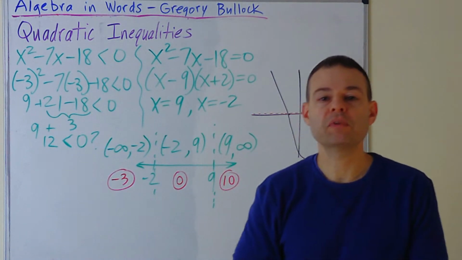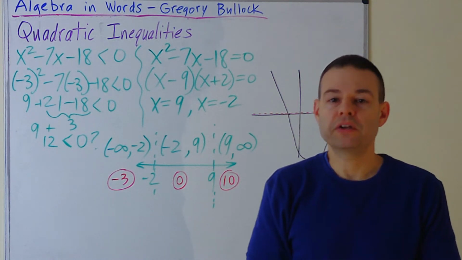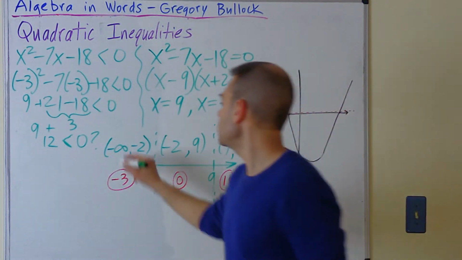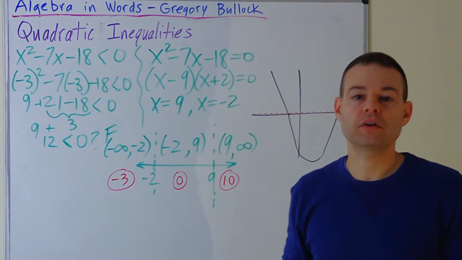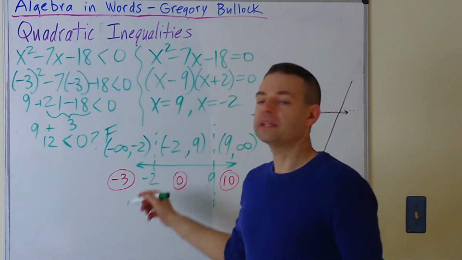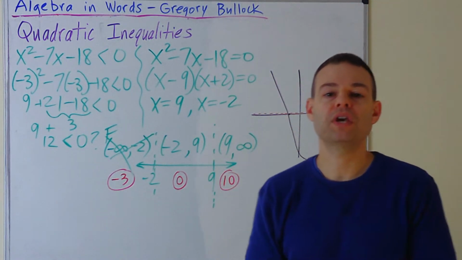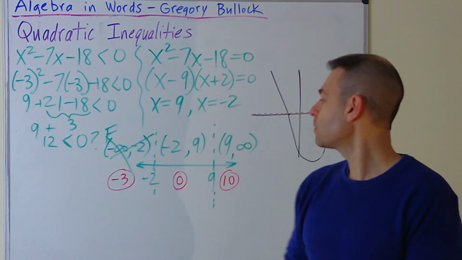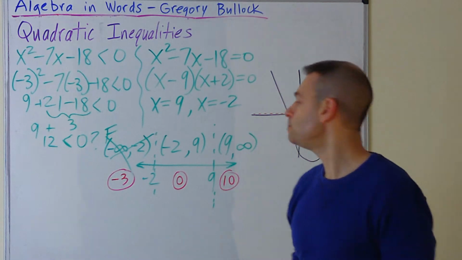And is this statement true or false? 12 is less than 0. It's false. So what does false mean? It means we reject the region of the test point. So what I like to do is to just put a cross through that interval notation representing that region. Okay, and now let's do it again for test point 0.